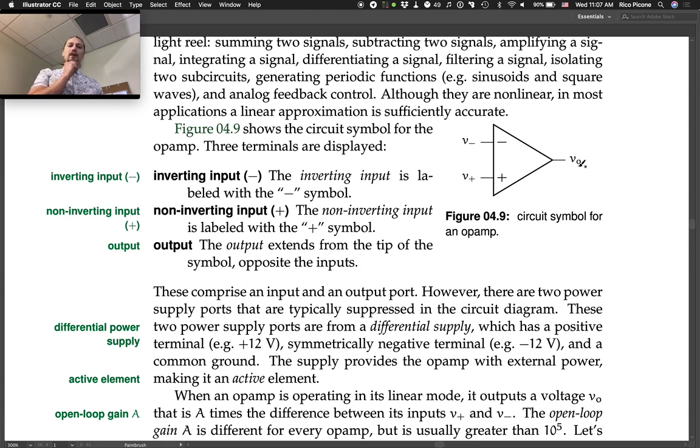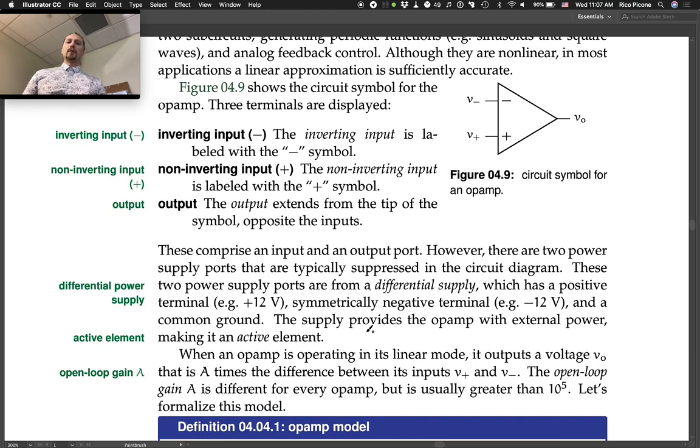However, there are two power supply ports that are typically suppressed in the circuit diagram. These two power supply ports are from a differential supply, which has a positive terminal, for example, plus 12 volts, and a symmetrically negative terminal, which is minus 12 volts, and then a common ground terminal. Supply provides the op amp with external power, making it an active element. So these op amps bring power from outside of the circuit.